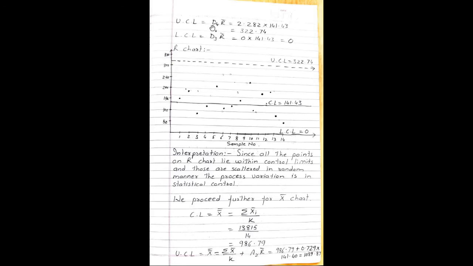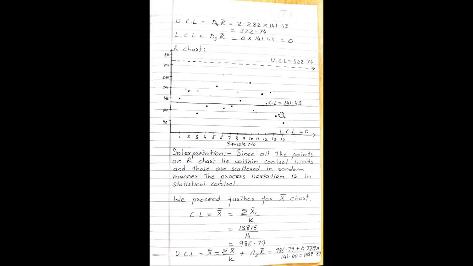Then we will find upper control limit as D4 R bar. Value of D4 is already been given as 2.282 into 141.43. So upper control limit is equal to 322.74. Lower control limit is equal to D3 R bar. Value of D3 is given to be 0. So 0 into 141.43, which is equal to 0.